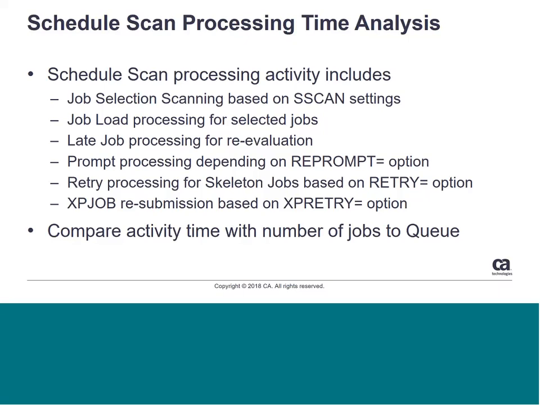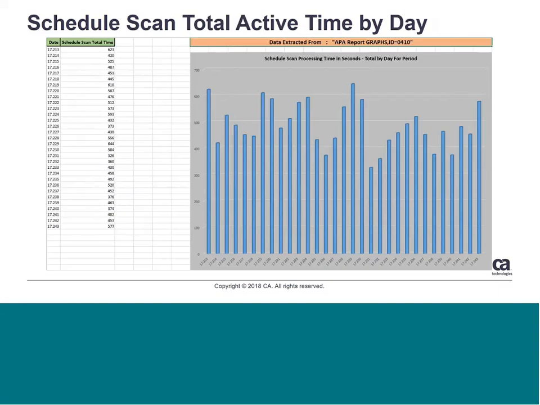So what we really want to do here is compare scheduled scan activity, all of it in various stages, with the number of jobs in the queue. So, if on a daily basis your average number of jobs is about the same, you would expect scheduled scan processing to roughly be the same. If there are differences in the number of jobs in the queue on a daily basis, then you would expect to see differences in scheduled scan processing.